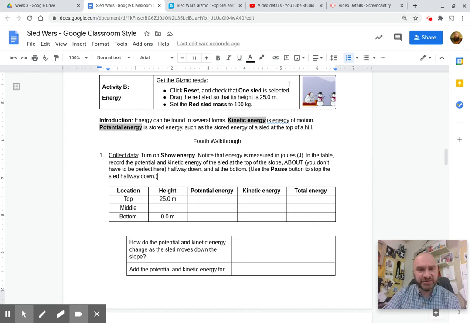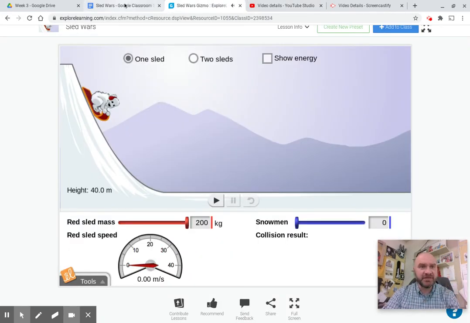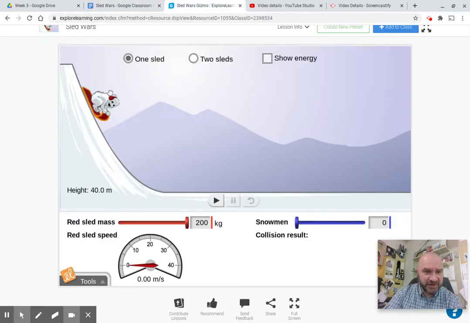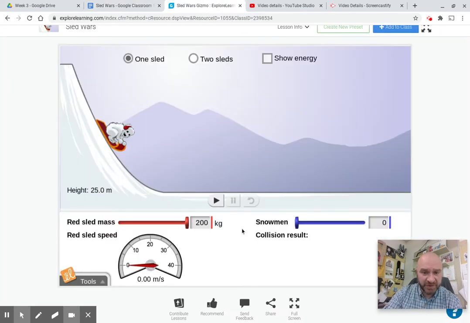Activity B. Let's make sure our settings are correct. Click reset and that one sled is selected. I should do that. Reset one sled. Good. Drag the red sled so that it's at a height of 25. There we go. And then the mass to 100.